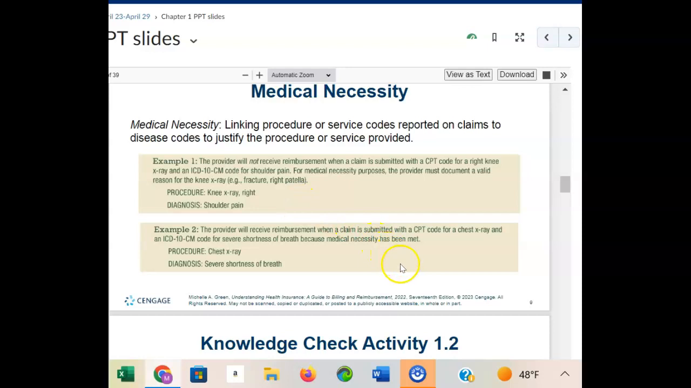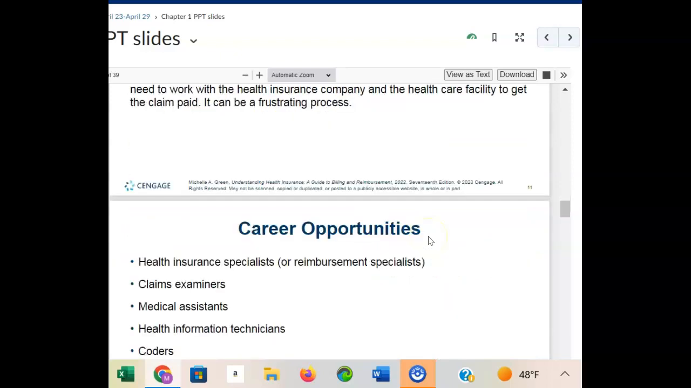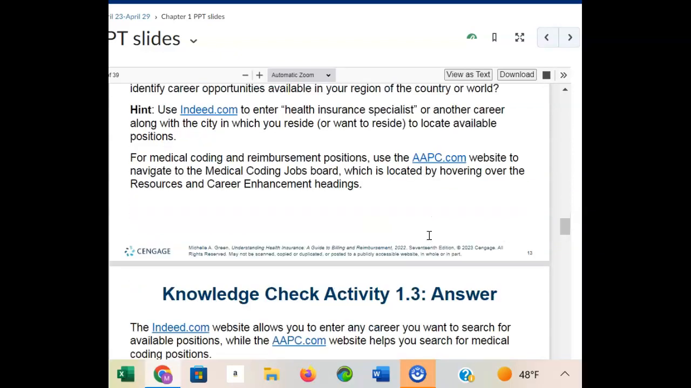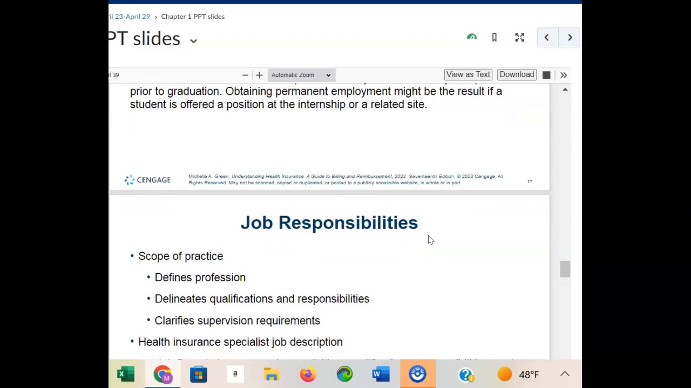Example 2, the provider will receive reimbursement when the CPT code and ICD-10 code do match. So if somebody comes in for a chest x-ray, diagnosis severe shortness of breath, those match up. Just keep in mind, that's medical necessity. You want to make sure the procedure and diagnosis codes match up and make some sense. The rest of this you can just read through. I'm not going to go through each of these.